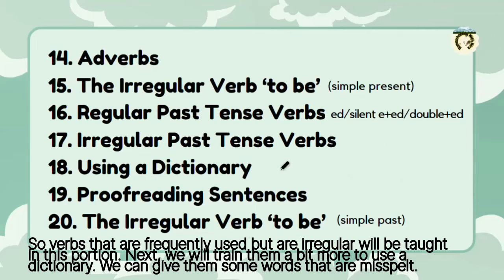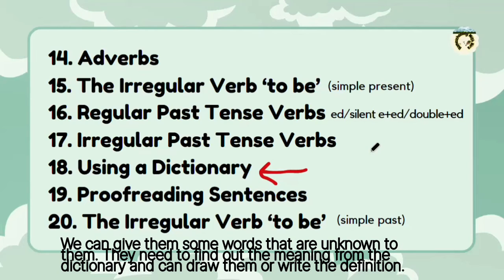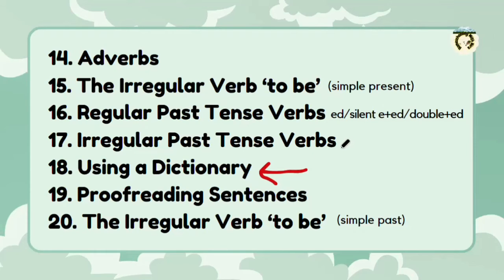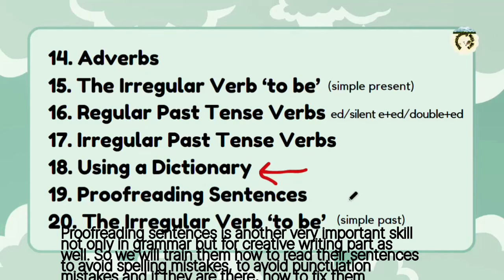Next, we will train them a bit more for using a dictionary. We can give them some words that are misspelled. We can give them some words that are unknown to them. They need to find out the meaning from the dictionary and can draw them or can write the definition. Proofreading sentences, another very important skill, not only in grammar but for the creative writing part as well. So we will train them how to proofread their sentences to avoid spelling mistakes, to avoid punctuation mistakes, and if they are there, how to fix them.